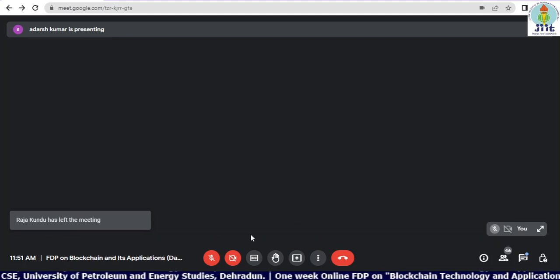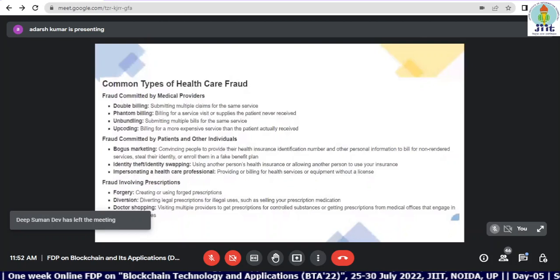There are also frauds that happen from the patient side. Patients can falsify their identities. They can impersonate healthcare professionals. There are problems with prescriptions also. Some patients are habitual to some drugs, but the doctor is not interested.